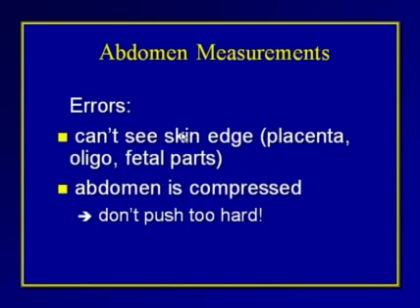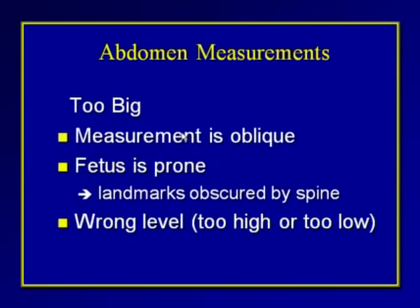When errors get made with abdominal measurements, it's often because you can't see the skin edge. There's a placenta in the way, oligohydramnios is preventing you from seeing the true edge of the skin, or there are fetal parts, there's an elbow, there's a knee, something's in the way. Or sometimes, because of compression from the ultrasound probe, the abdomen itself is compressed and becomes too oblique. When the measurements are too big, it's typically because the measurement has been taken in an oblique plane rather than a true axial plane.